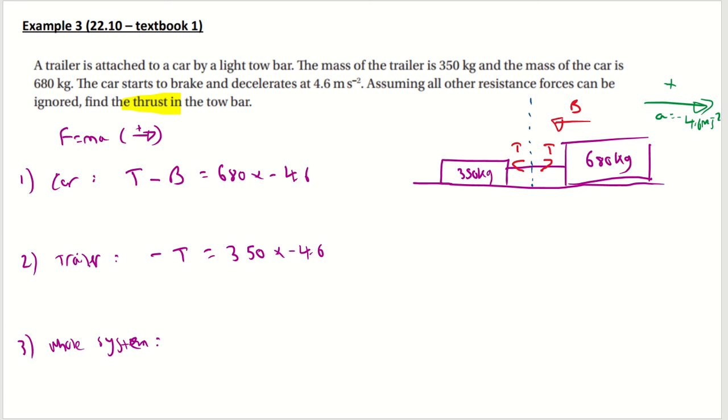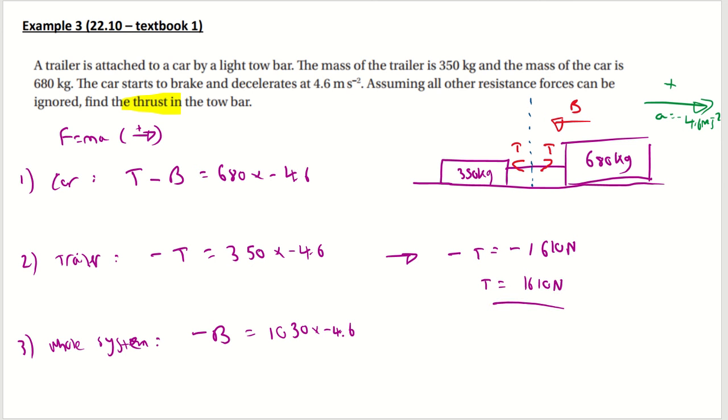And for the whole system, the two thrusts are effectively going to cancel, so we'll just have a negative braking force equals the combined masses, which is 1030 times negative 4.6. And then for what we're asked for, which is the thrust, it looks like this one here is going to be the most useful. So negative T is going to equal negative 1610 newtons. So the thrust is going to be 1,610 newtons.